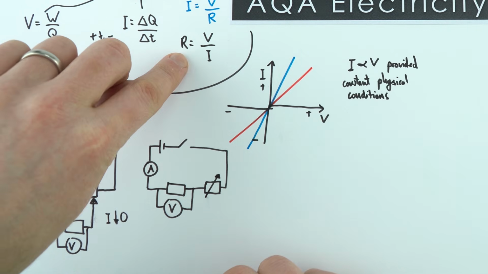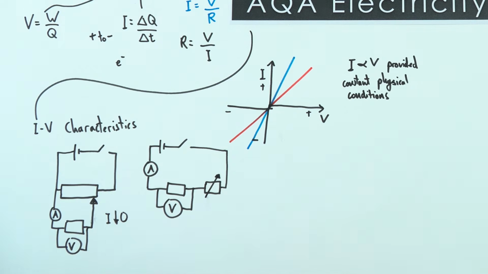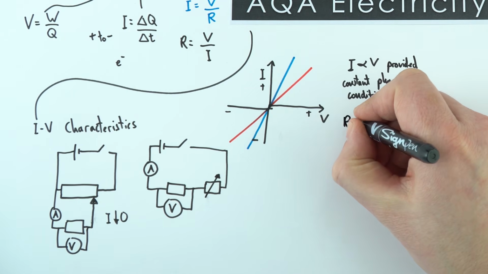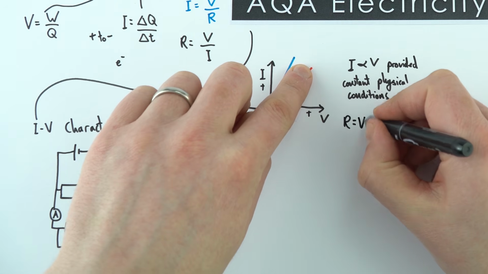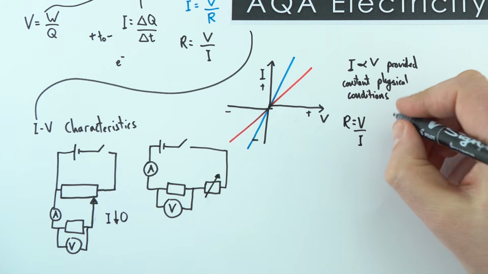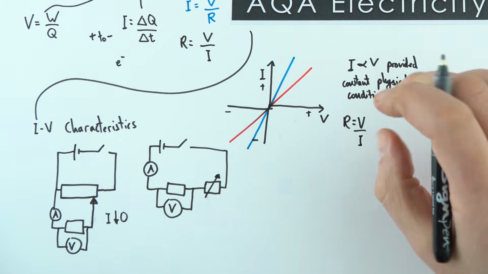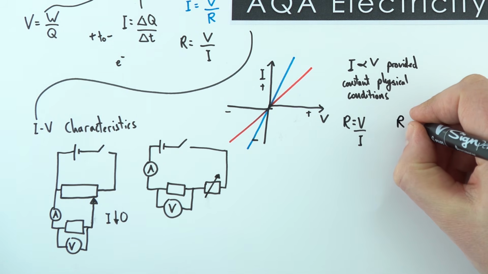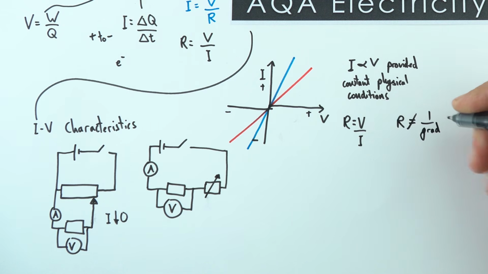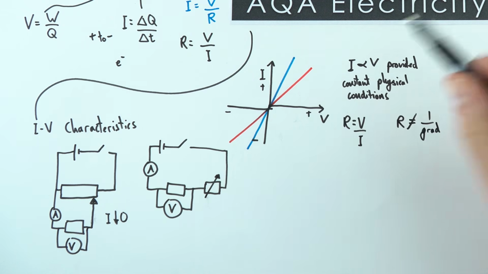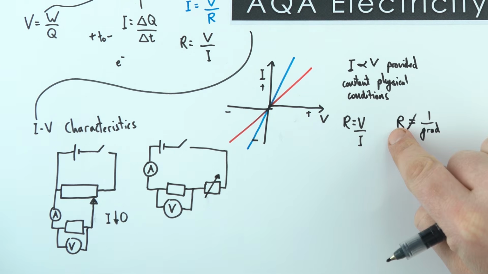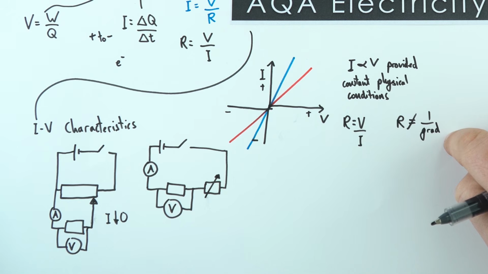Now again, we've seen up here that resistance equals V over I. And that means if you wanted to work out the resistance, you take a value of V and you divide it by a value of I to get the resistance. What's important is that a lot of the time the resistance is not equal to 1 divided by the gradient. Okay, it might be in this case if you've got an ohmic conductor, but when we're looking at what happens with filament lamps and diodes, the resistance is not equal to 1 over the gradient.